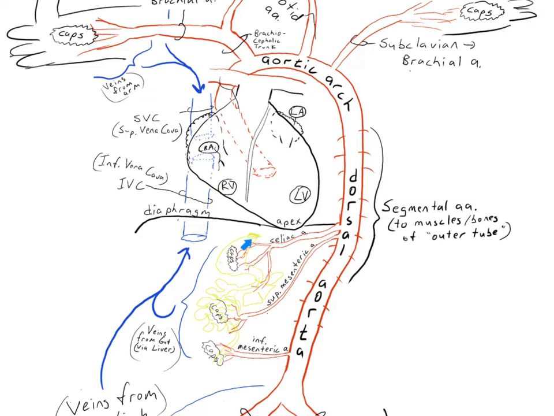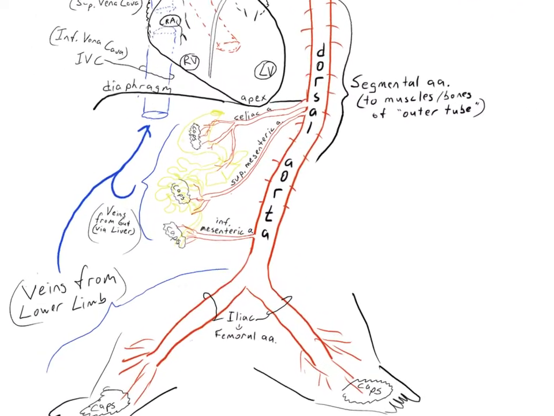The celiac artery goes to the stomach, the small intestines, the liver, the pancreas, the spleen, all of those organs, therefore celiac, referring to the coelom or the coelomic cavity. And the superior mesenteric artery goes to the small intestines and most of the large intestines. More inferiorly along the aorta, we have the inferior mesenteric artery going to the very end of the intestines.